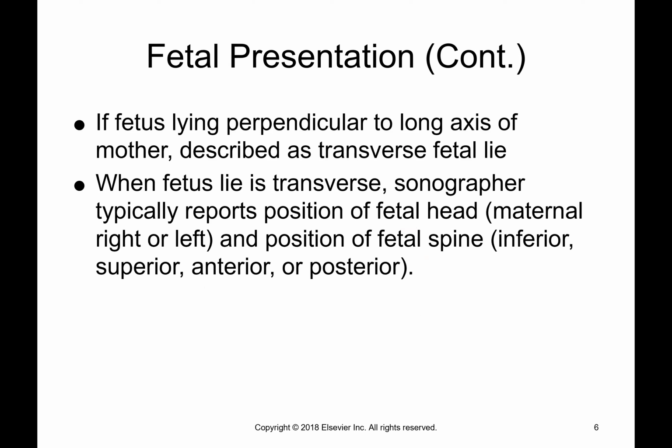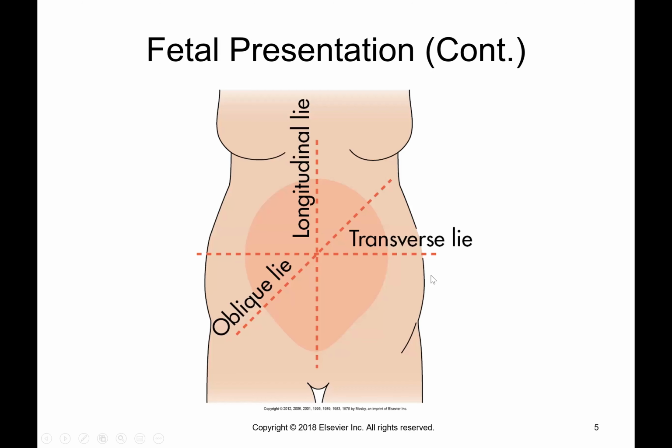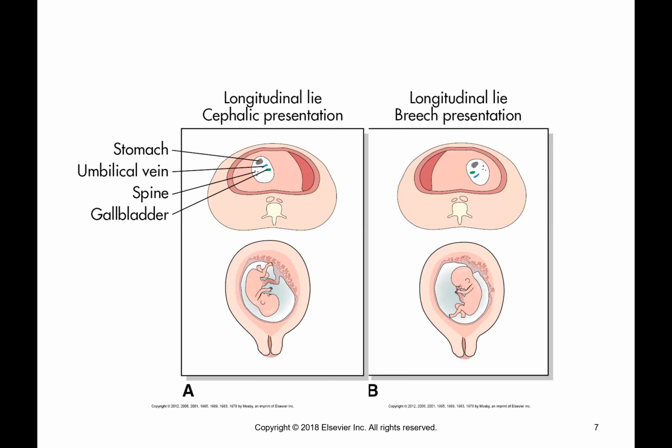So if the fetus is lying perpendicular to the long axis of the mother, it's described as a transverse fetal lie. When the fetus is lying in transverse, the sonographer typically reports the position of the head, maternal right or left, and the position of the spine. Usually what I do when the baby's laying transverse, I'll say transverse lie, head maternal left. That way the doctor who's reading these can kind of visualize how the baby's laying in there. Here's some pictures of that.